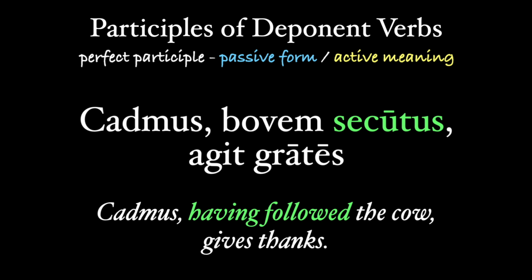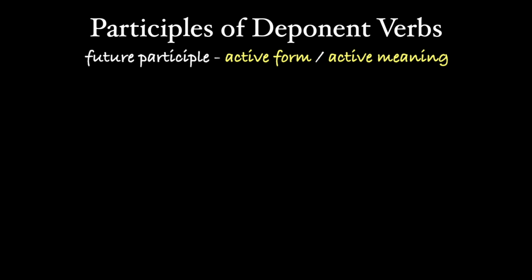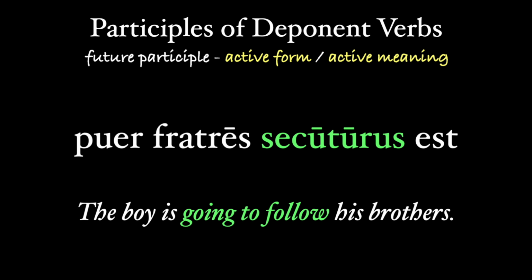Cadmus, the founder of the Greek city Thebes, with this sacred cow having shown him where to do it, is doing the action of secutus, even though it's a perfect participle and happened prior to his giving thanks. The future participle looks active with an active meaning. So we could say puer fratres secuturus est. The boy is going to follow his brothers, from Seneca.